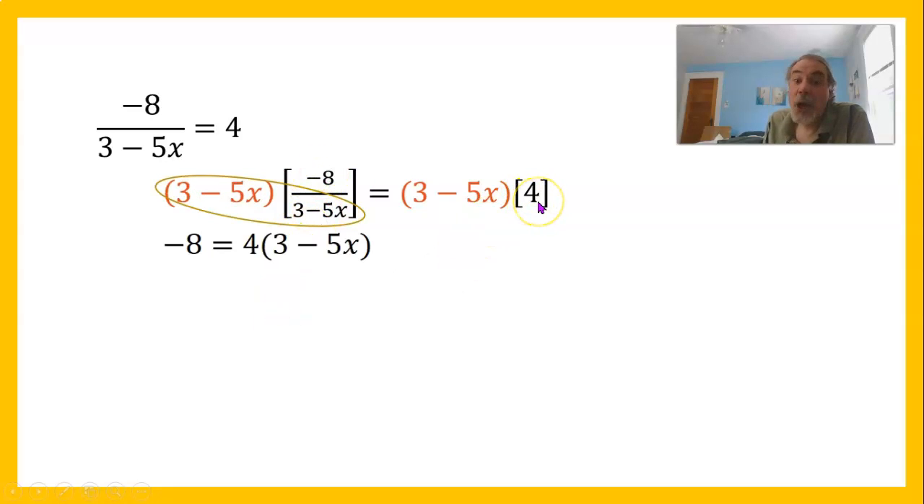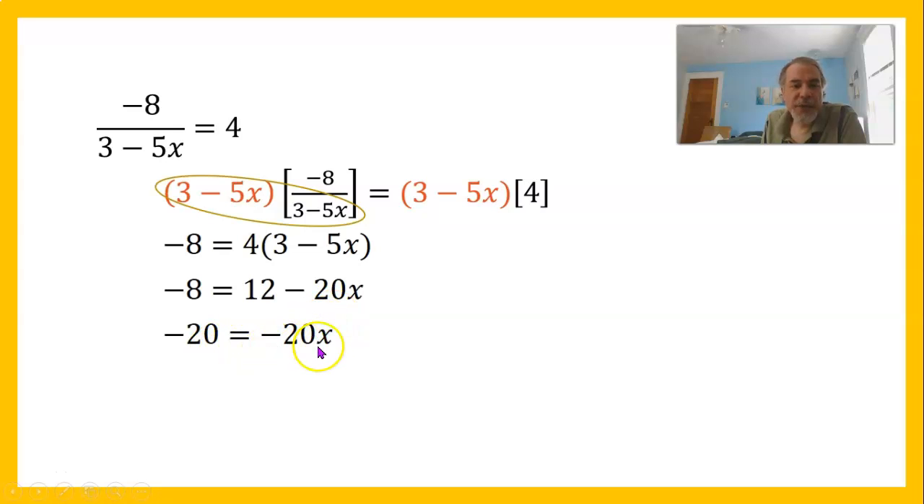On the other side, nothing divides out. It's just a 4 times a 3 minus 5x. And then when you multiply that through, you get 12 minus 20x. Then to finish this, subtract 12 on both sides. Negative 20 equals negative 20x. Divide both sides by negative 20, x equals 1, and there's the solution.